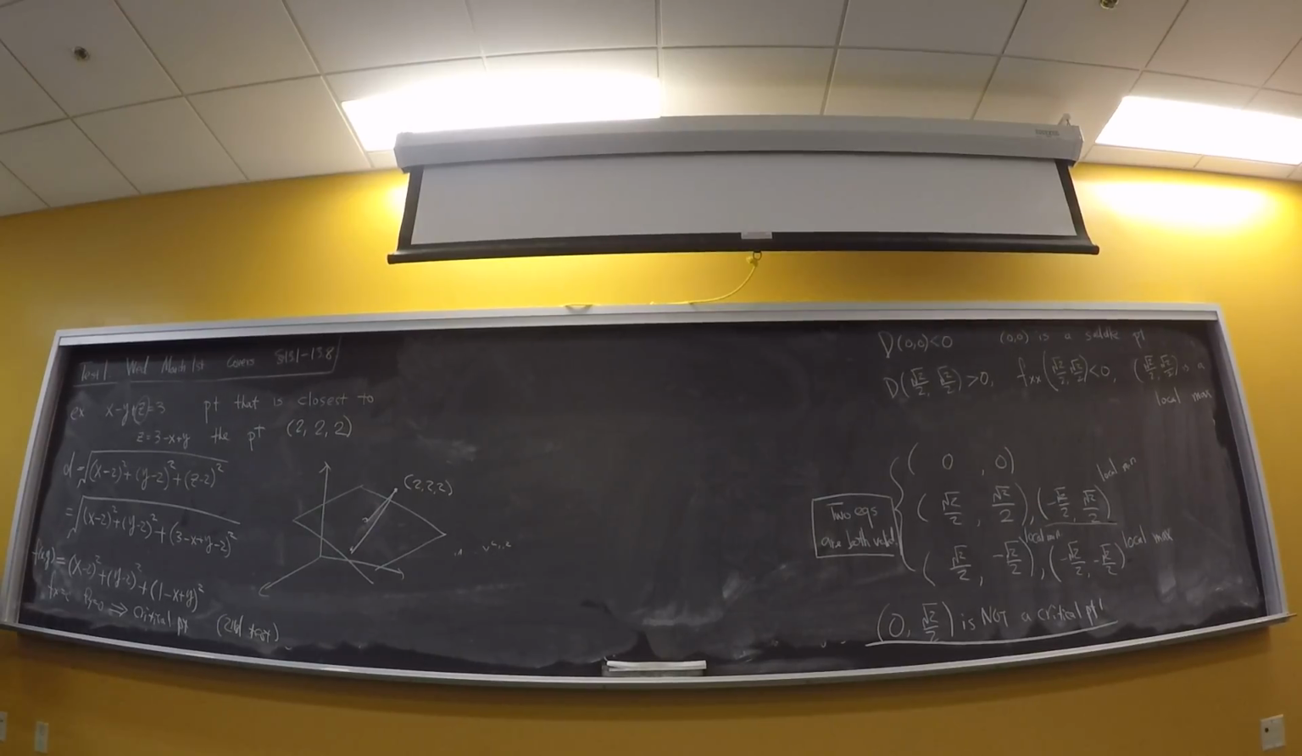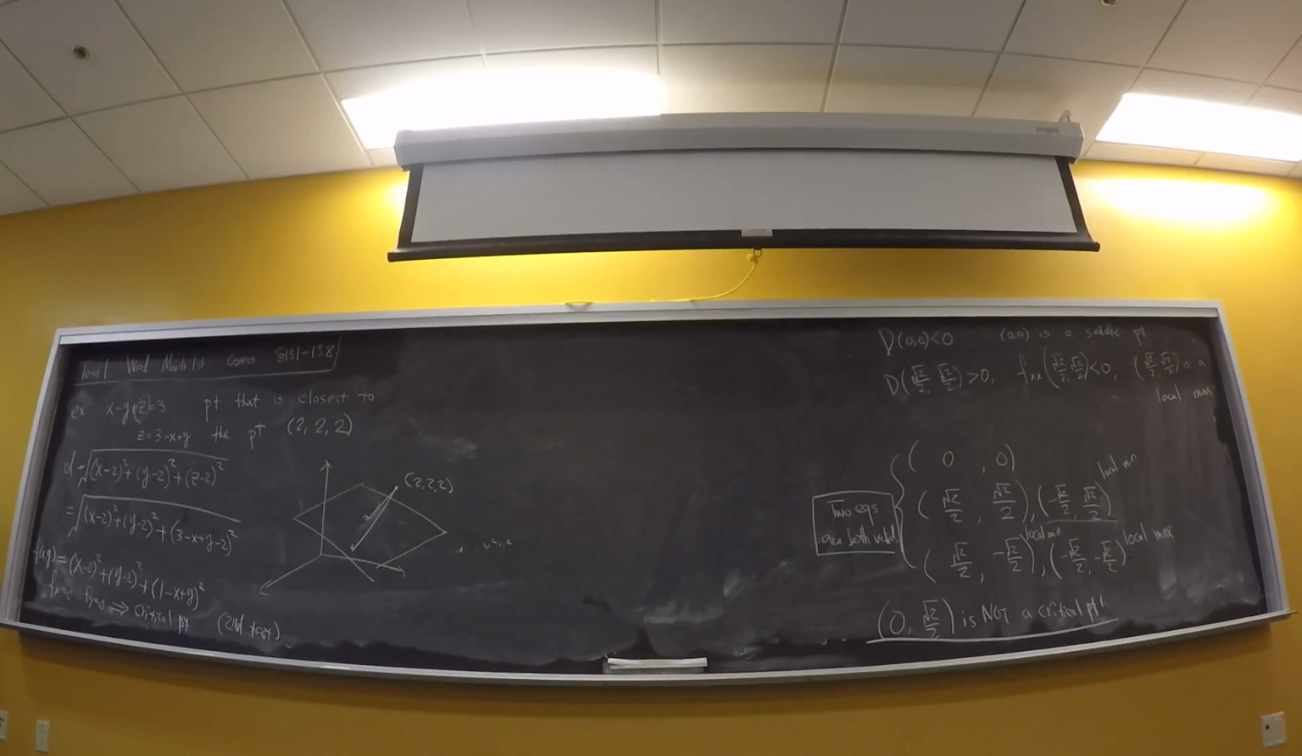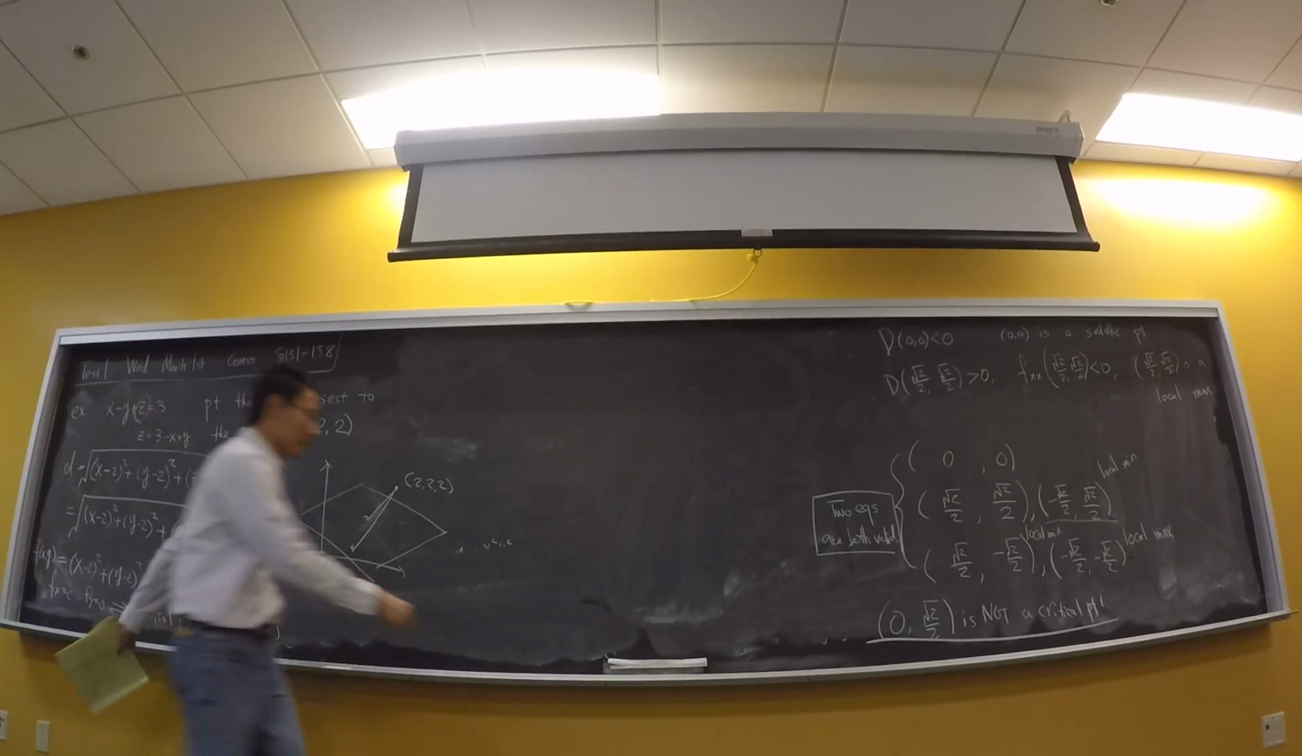The second order derivative test is not necessary here, because there's only one critical point. There's no way you can achieve the maximum right here. So in the very last example, any questions here?